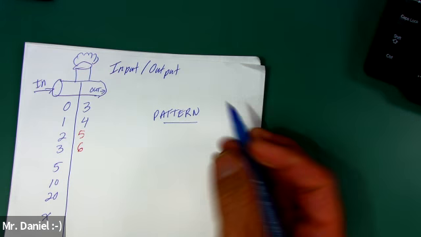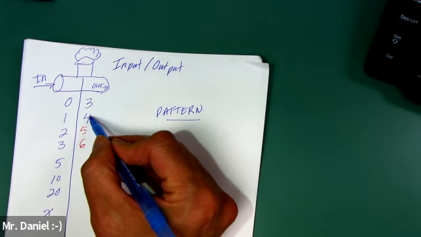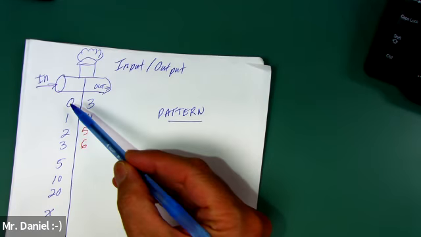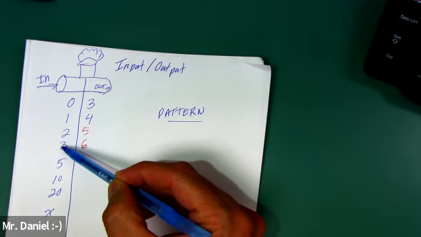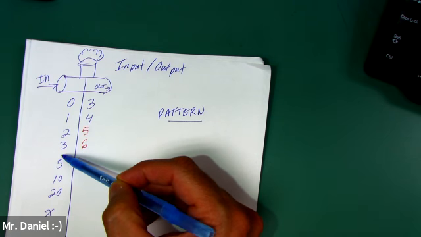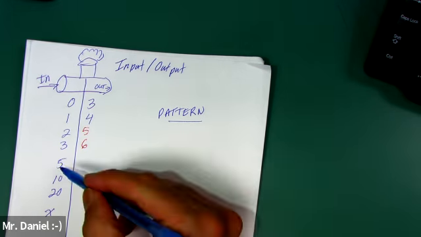The pattern of the outs was 3, 4, 5, 6. And if I counted 3, 4, 5, 6, even your kid brother who's 5 years old would probably say 7's next, right? But if you look at the ins, I had 0, 1, 2, 3, and then I went to 5. If I put a 4 in, a 7 would have come out. But what happens if I put a 5 in?